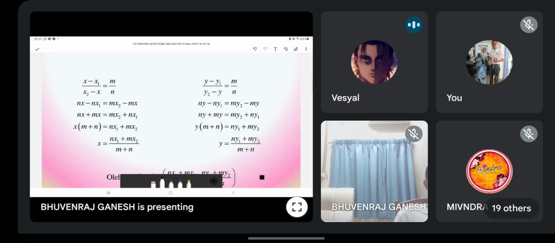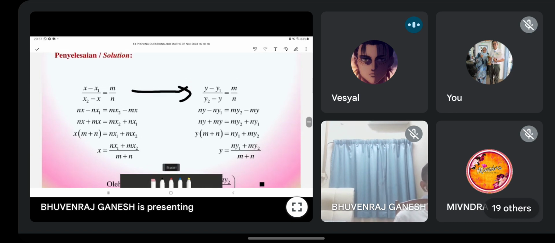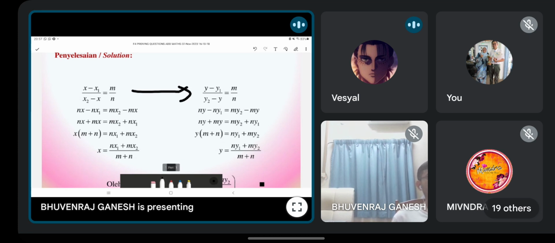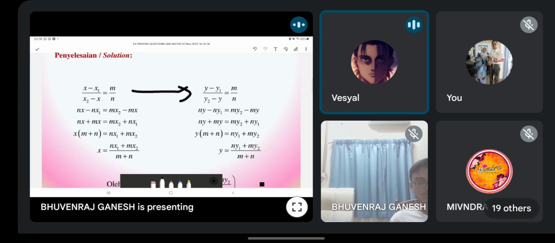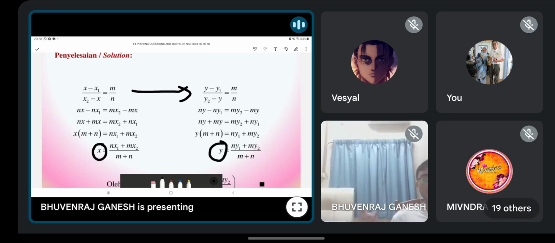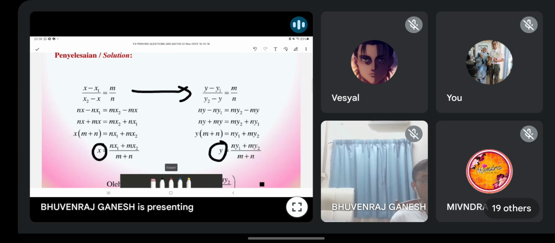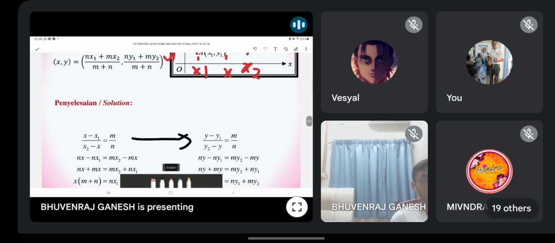You do the exact same for y: y minus y1 over y2 minus y equals the ratio m over n, and then you will get your final answer as down there. Once you find your x and y, you've basically found your answer. Your x and y here represent coordinate P, because coordinate P you assume as x and y. So this is how you get the formula.